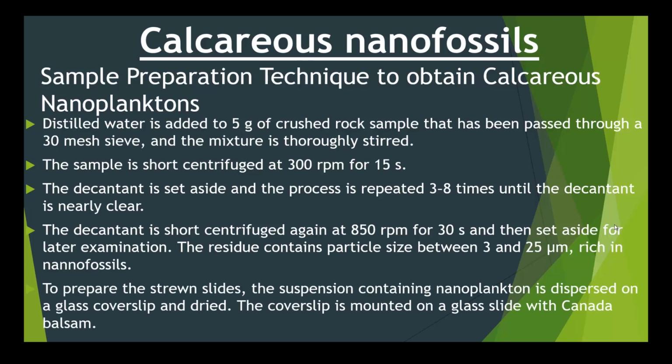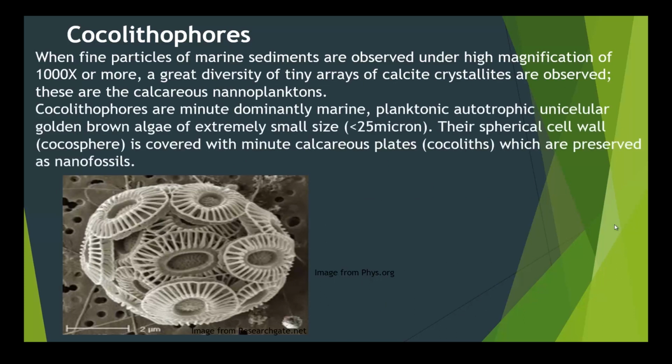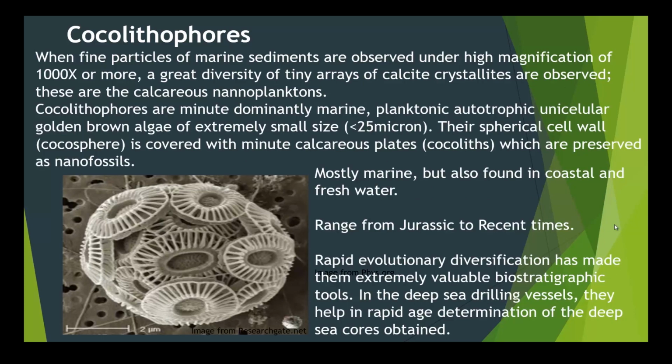Their rapid evolutionary diversification has made them extremely invaluable as biostratigraphic tools. In the deep sea drilling vessels, they help in rapid age determination of the deep sea cores obtained. Other than the coccolithophores, there are various other non-coccolithophore nanoliths.